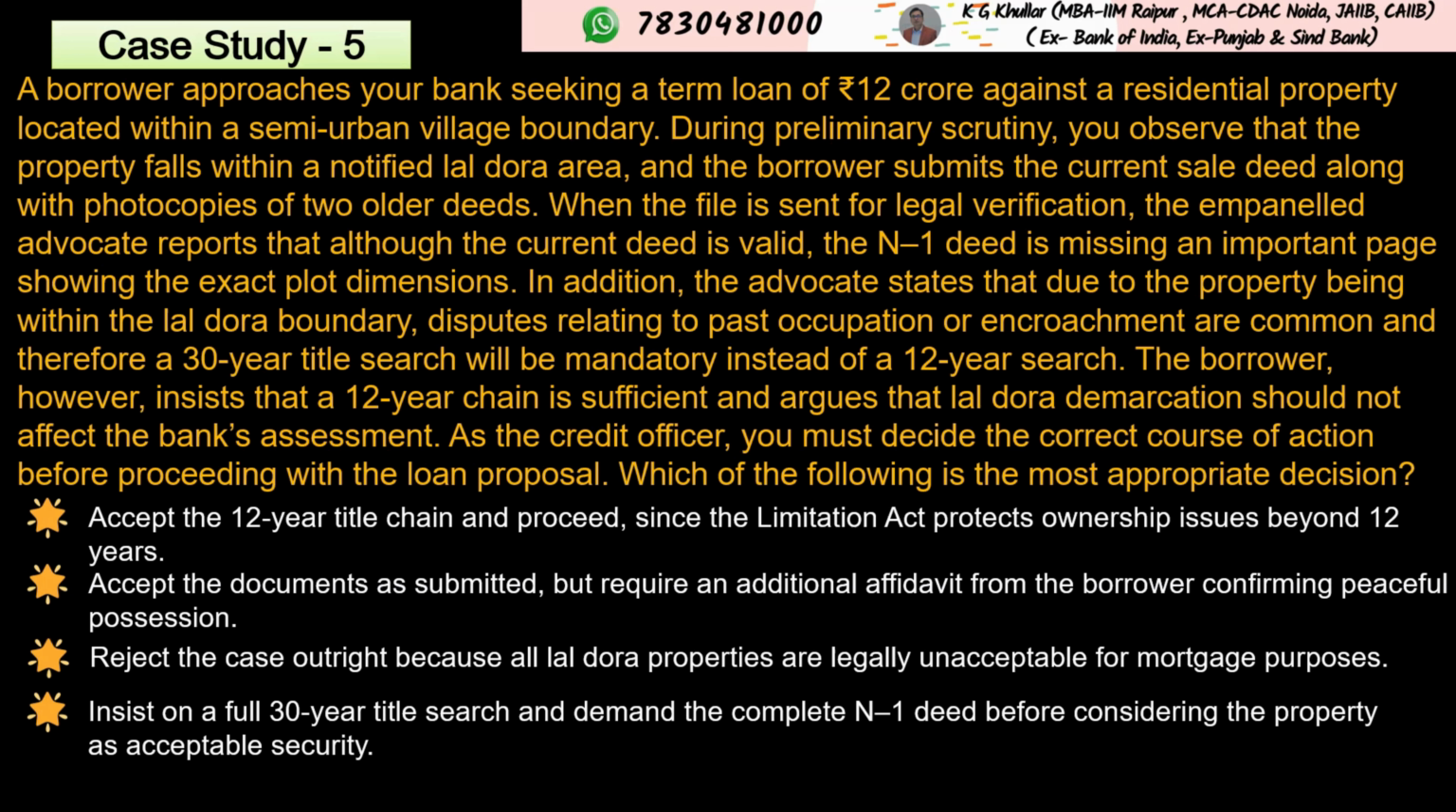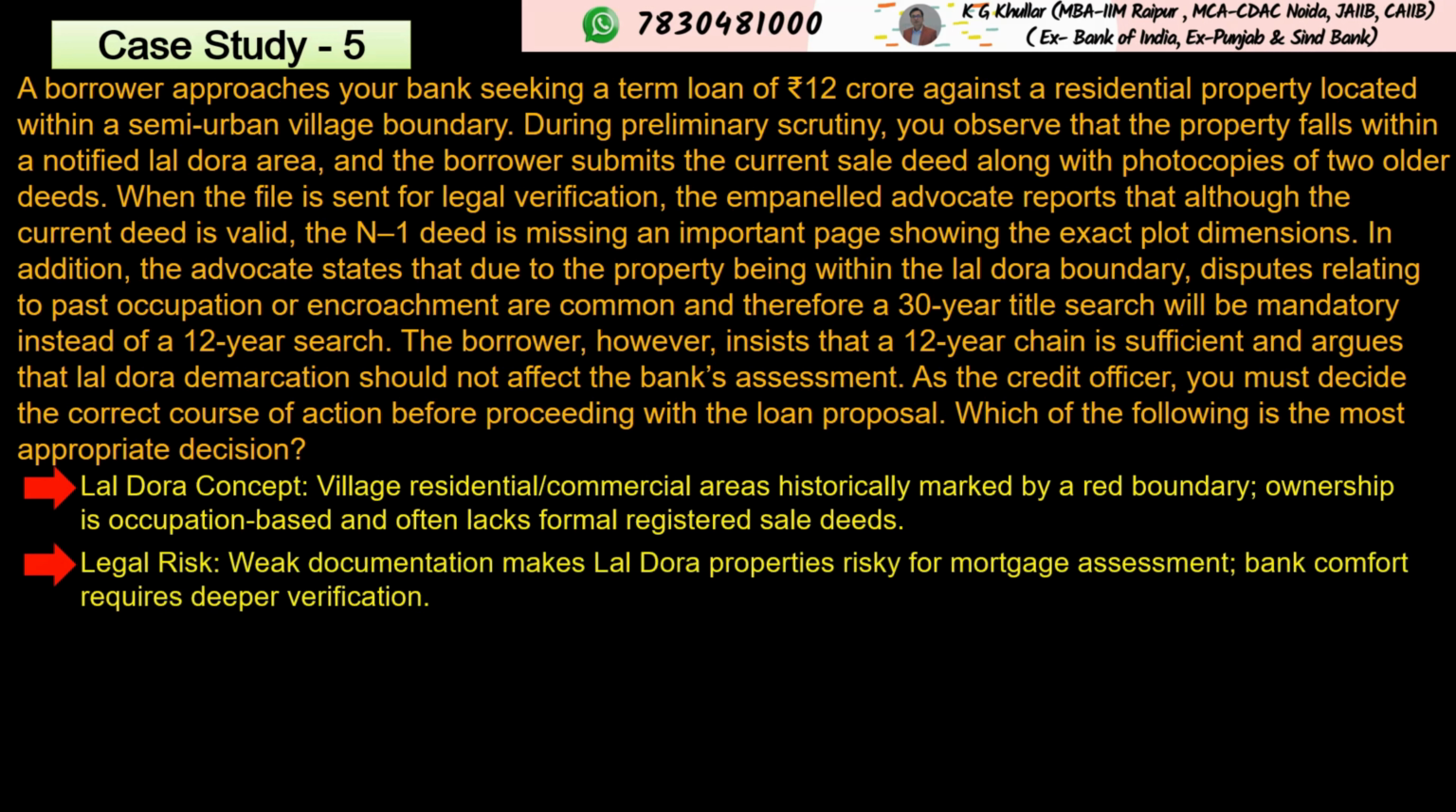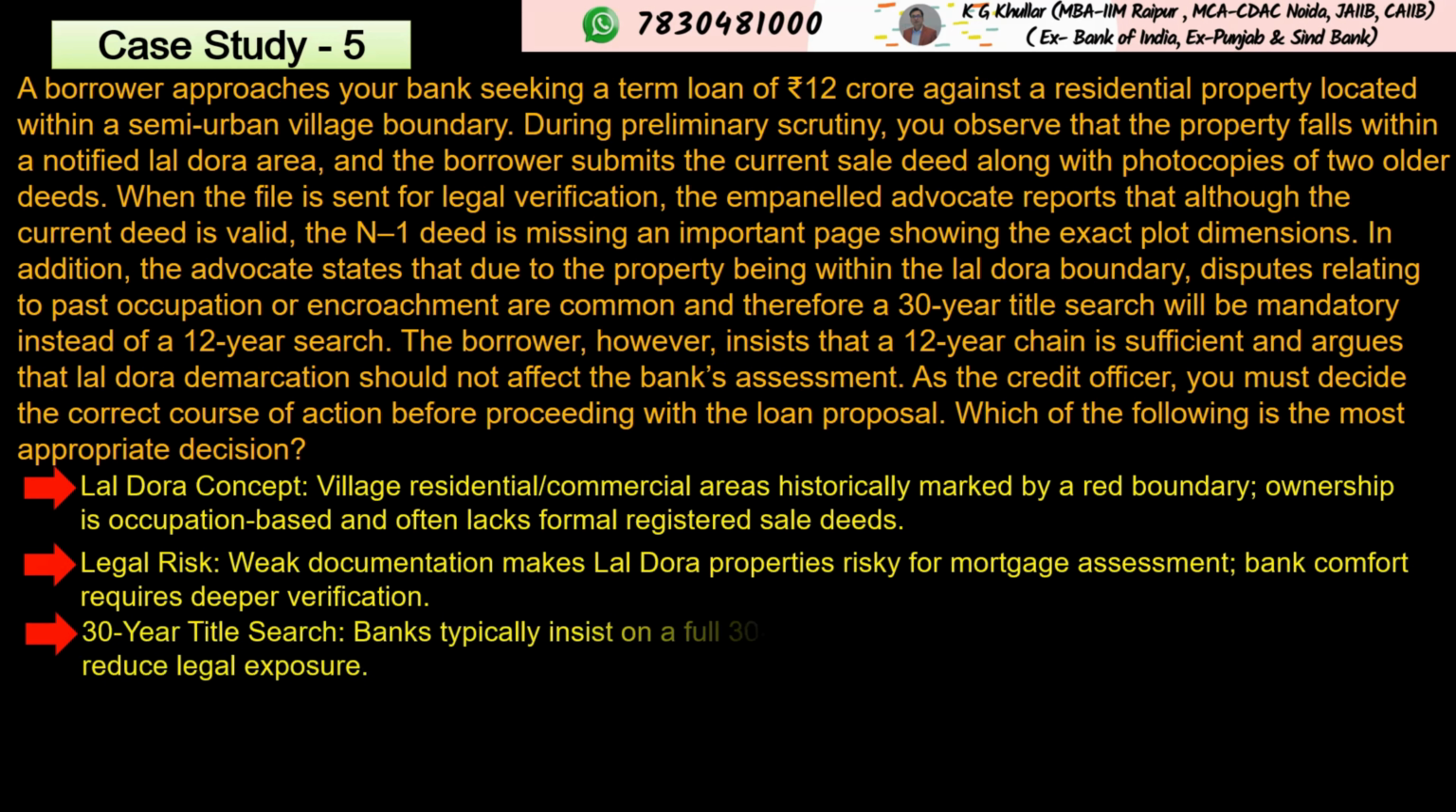Friends, Lal Dora basically refers to village residential or commercial areas historically demarcated by a red line on village maps during the British era. Properties within this boundary often lack proper registered sale deeds and rely on occupation-based ownership, making documentation weak and legally risky for banks during mortgage assessment. Now, this name can differ in various regions of India, but the concept is the same. So you can see Lal Dora properties carry higher legal risk due to historically weak documentation. Hence, banks often require a 30-year title search for extra comfort.